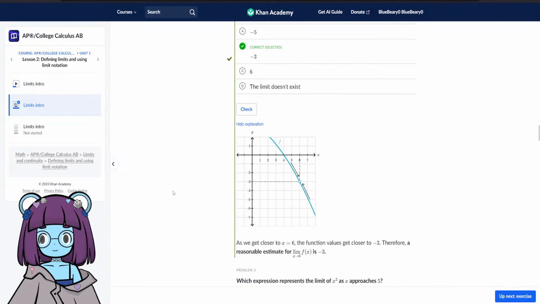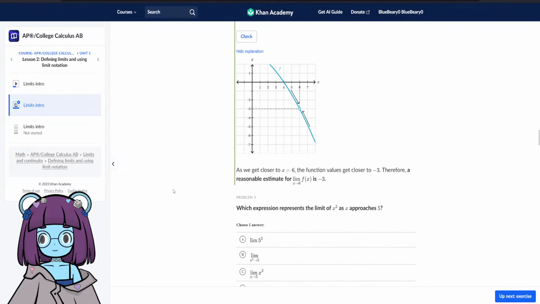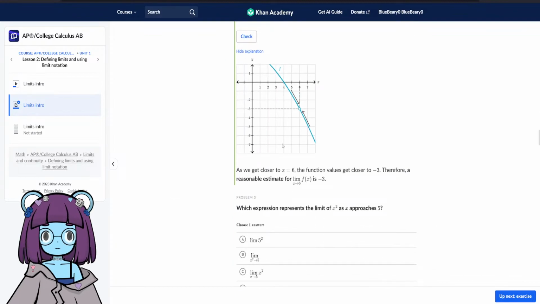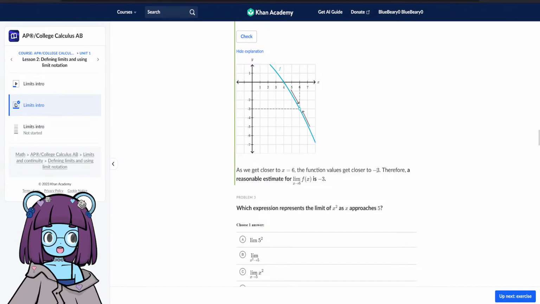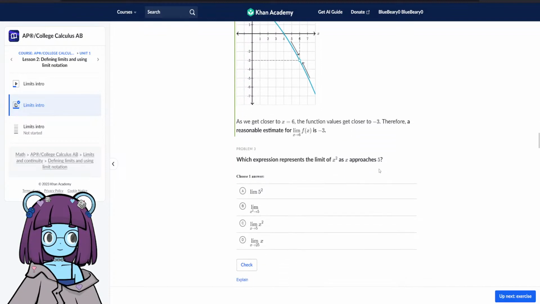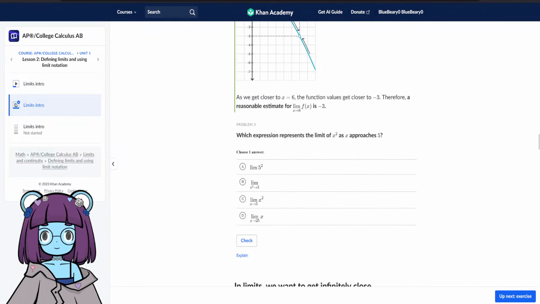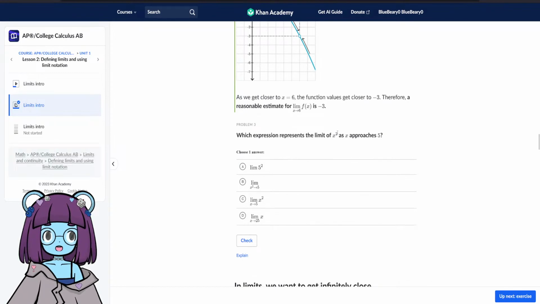Let's just click explanation, just in case. As we get closer to x equals 6, the function values get closer to -3. Therefore, a reasonable estimate for the limit of f of x approaching 6 is -3. Alright, which expression represents the limit of x squared as x approaches 5?